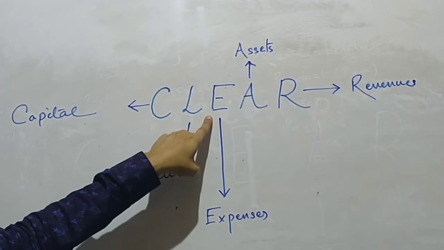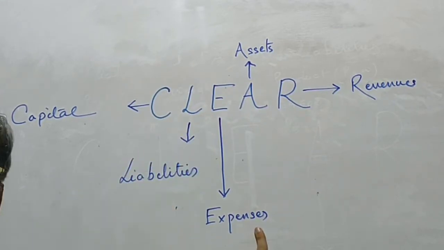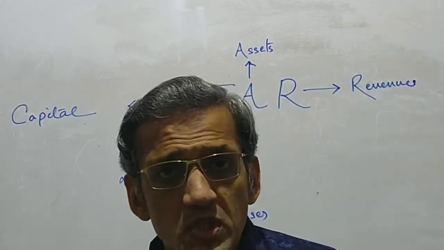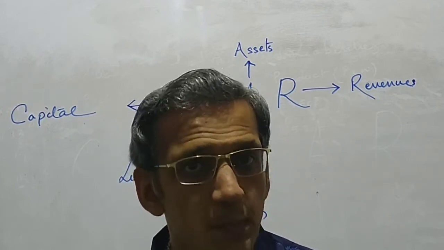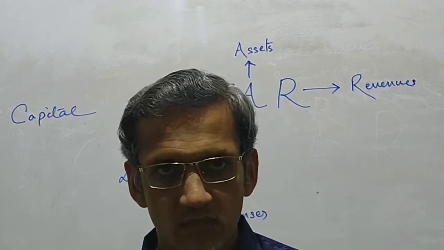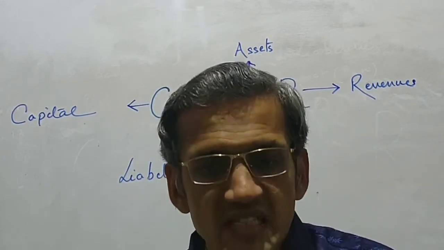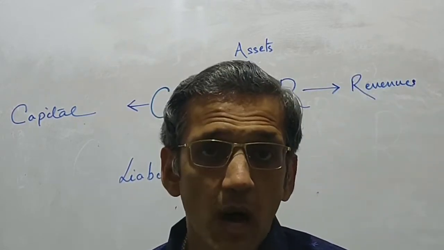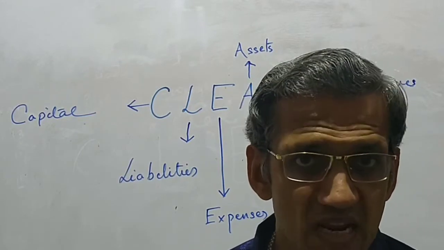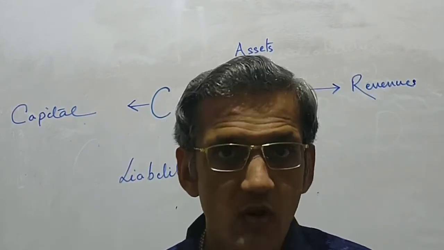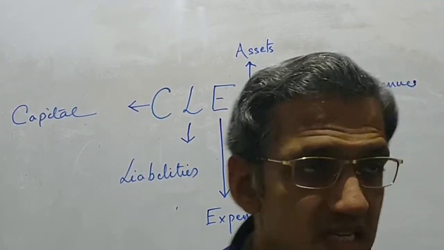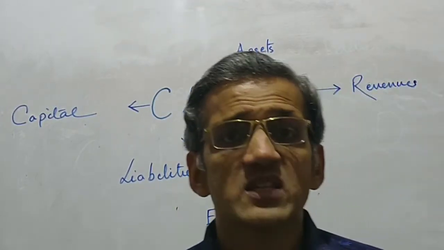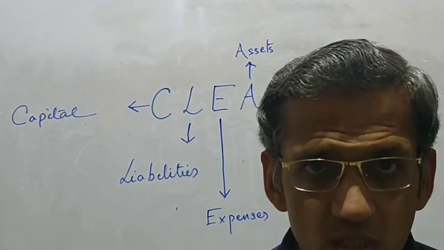Coming to the third letter, E. E represents expenses. What are expenses? Expenses means any amount incurred for the purpose of generating income. If you are not spending something, how can you generate income? If you have not opened a shop, how can you call customers? So first you have to spend, then you will be able to earn. So expenses, you can say salary, rent, electricity charges, cost of goods, anything.